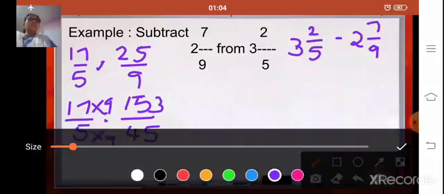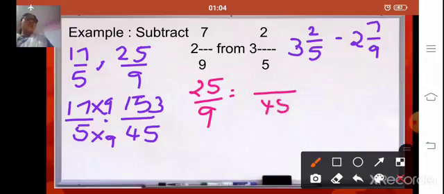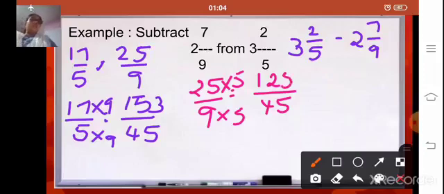Now same way, take the second fraction, 25 upon 9. Now you all know how to take the LCM. So I'm just writing the LCM here. 25 upon 9 is equal to dash upon 45. So this has to be multiplied by 5. That means 25 also is multiplied by 5. Now 25 into 5 is 125 upon 45.